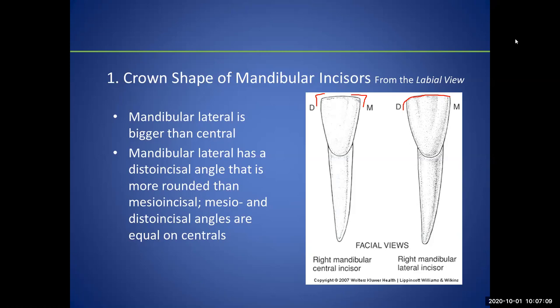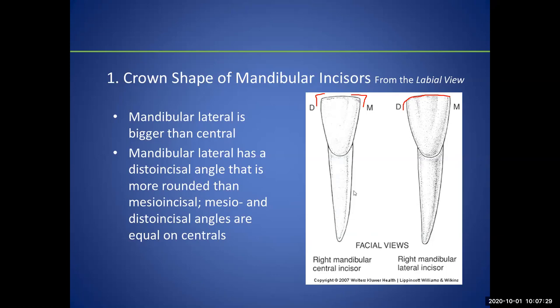So again, these are fairly common anomalies that occur. A lot of it is familial. So if you have a child or a patient that is missing permanent laterals, there's usually somebody in their lineage that is missing them also that they know of.